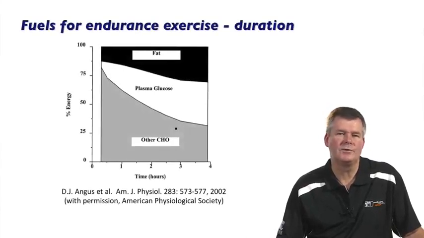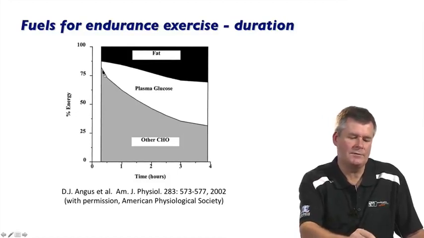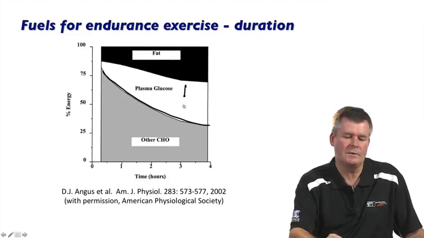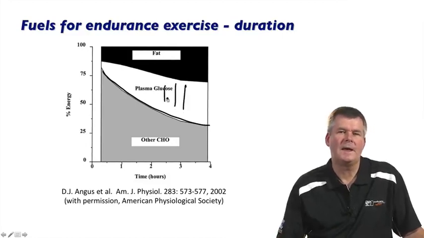If we look at exercise duration, and in this case, about 4 hours of exercise at about 70% of the maximal aerobic power in trained cyclists. And you can see at this intensity and at this duration, most of the energy is coming from carbohydrate. Over time, however, as the muscle glycogen levels go down, the reliance on the muscle glycogen stores decreases. There's an increase in the contribution of plasma glucose and an increase in the contribution from fat.